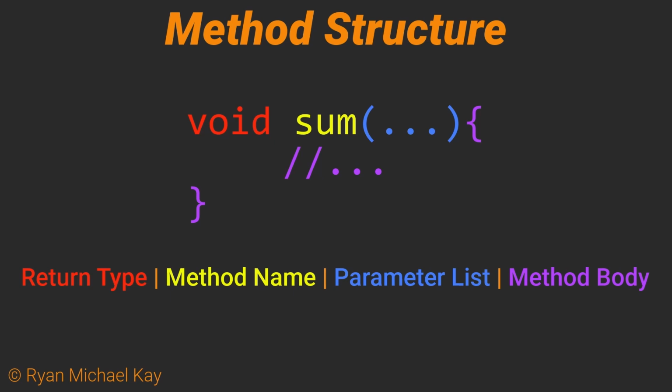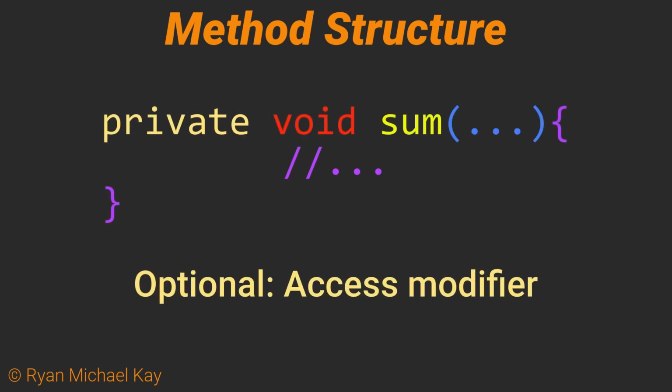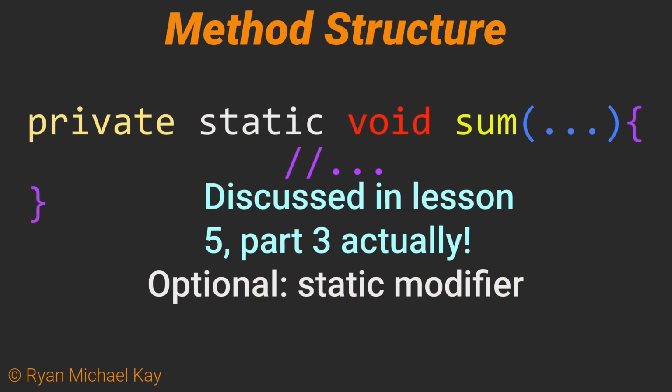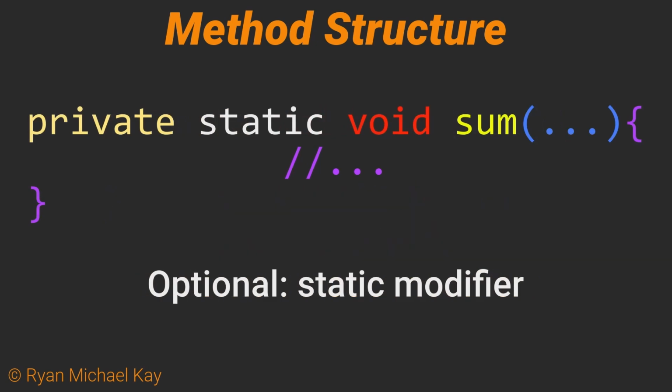There are some optional things we can add, including an access modifier. Note that the same rules apply here if you do not give it an access modifier as with variables and classes. A static modifier. I will discuss this in the next lesson. There is also a thing called an exception list, which we will discuss later on.